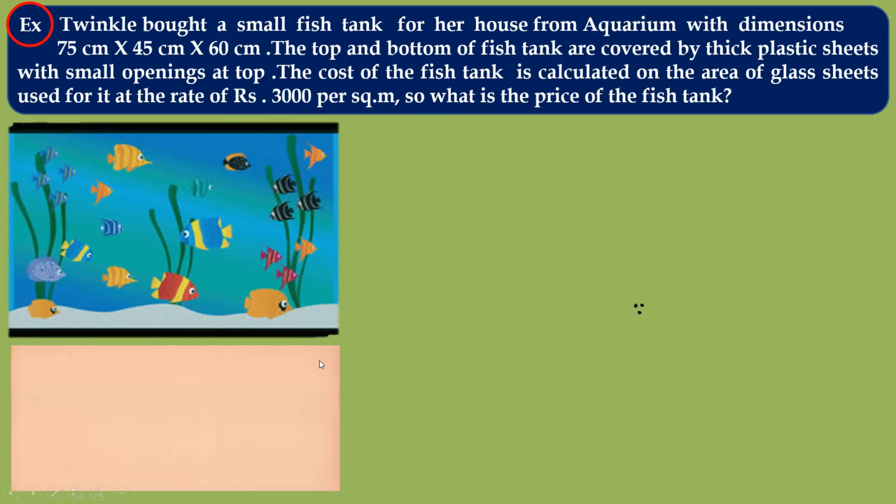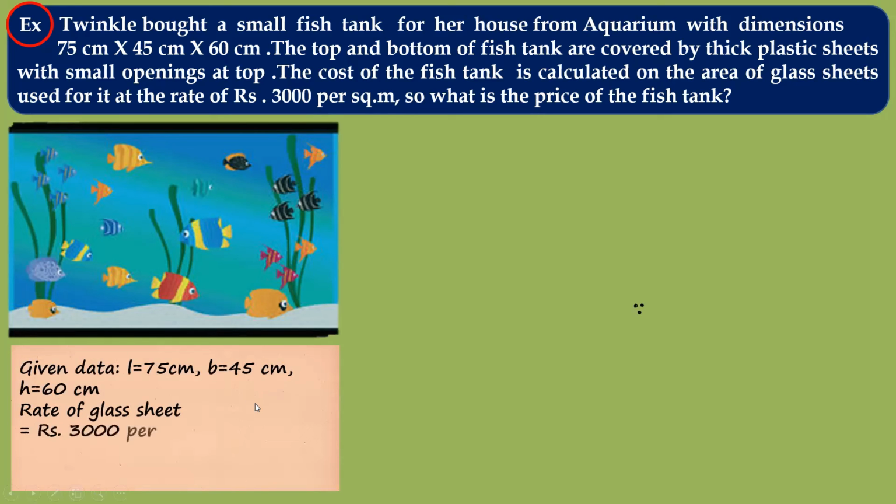Okay, let us write down the given data first. Length equal to 75 centimeter, breadth equal to 45 centimeter, height equal to 60 centimeter, that is given, right? And rate of glass sheets, that is 3000 per square meter. As we know the unit conversion, that is 1 square meter equal to 10,000 square centimeter, right?